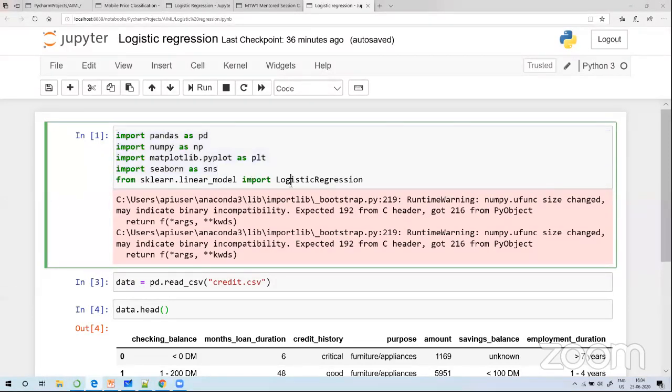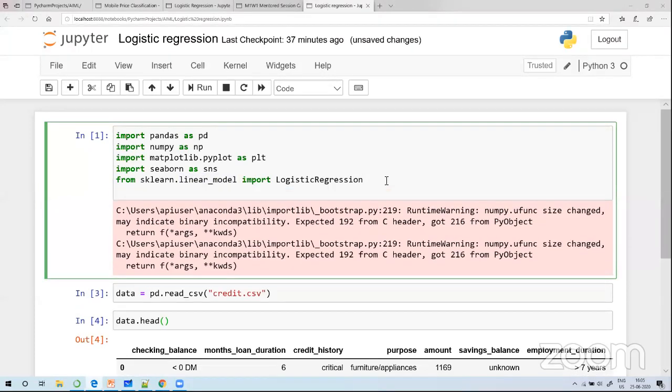With respect to logistic regression, I'm going to fetch the function called LogisticRegression from sklearn.linear_model. Yesterday, we wrote a similar statement, from sklearn.linear_model import LinearRegression. So both LinearRegression and LogisticRegression are part of this sklearn.linear_model.